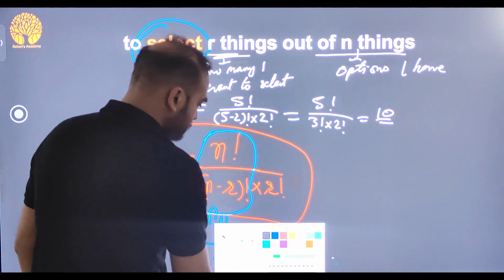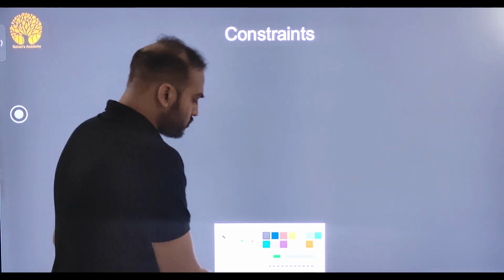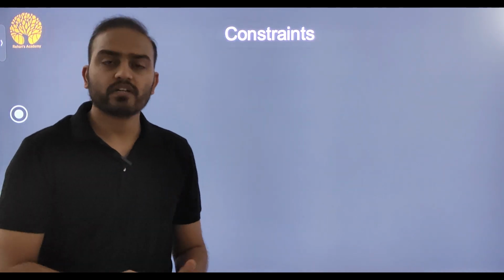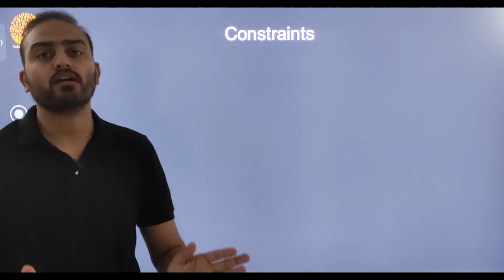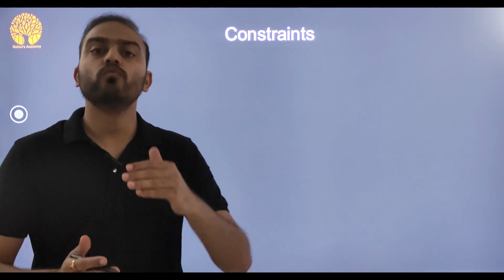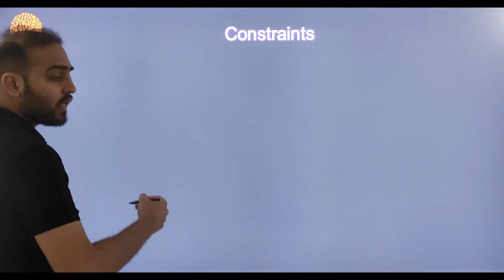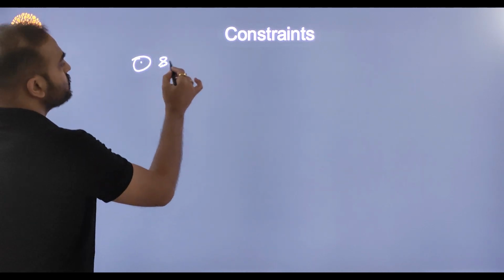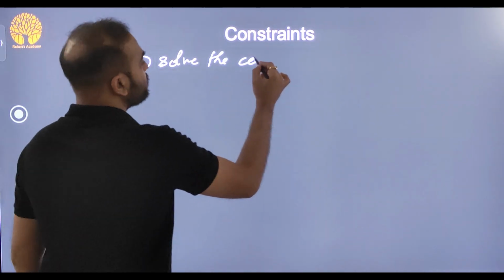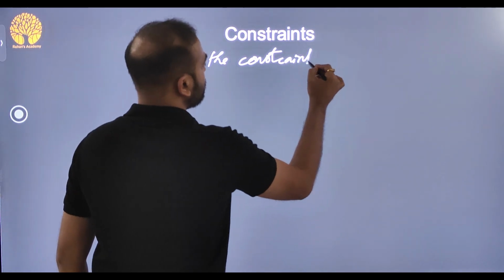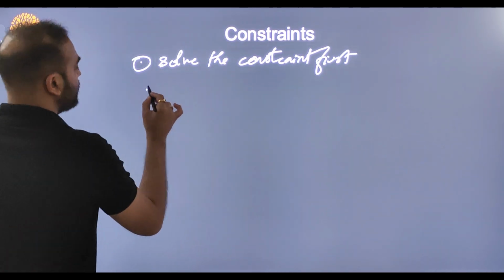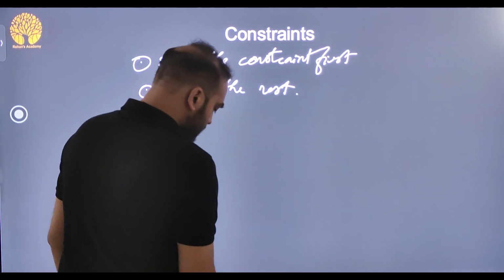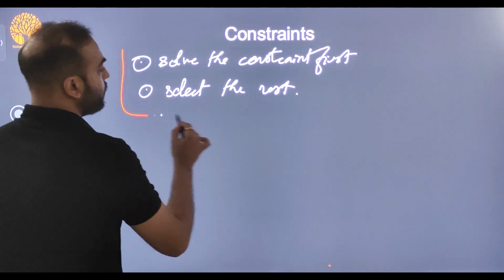Again, if you understand this, we did this in the previous permutation as well. If you have constraints in the question, don't shy away, don't get confused. Constraints are good. What do we do? We always solve the constraints first and then select the rest. It is the same as before. So it's the same method that we apply for permutation and combination.